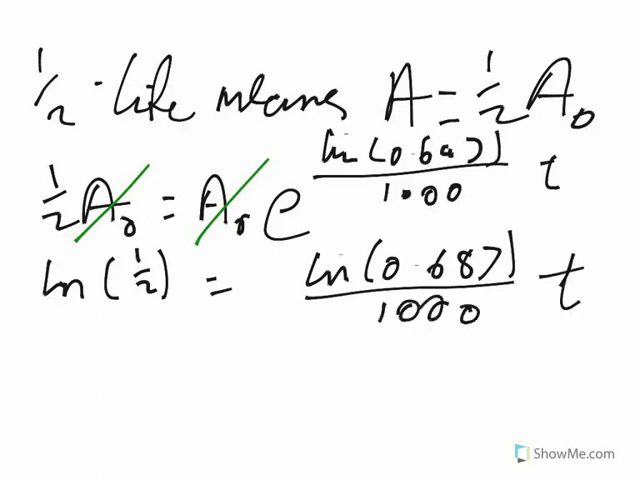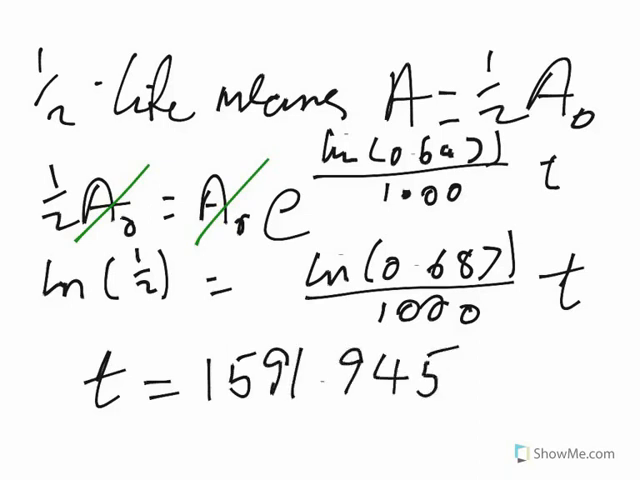All right, and then you can rearrange, of course, but with something like this, it's probably going to be easy to do on your calculator. You can use the solve function or whatever else, and so the time actually comes out to 1591.945 years, so saying approximately 1,592 years. All right, so there's a decay question.